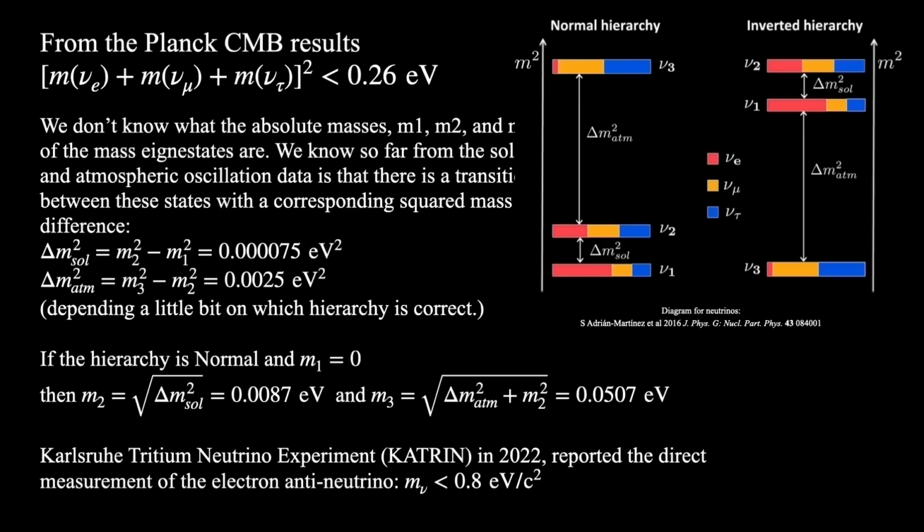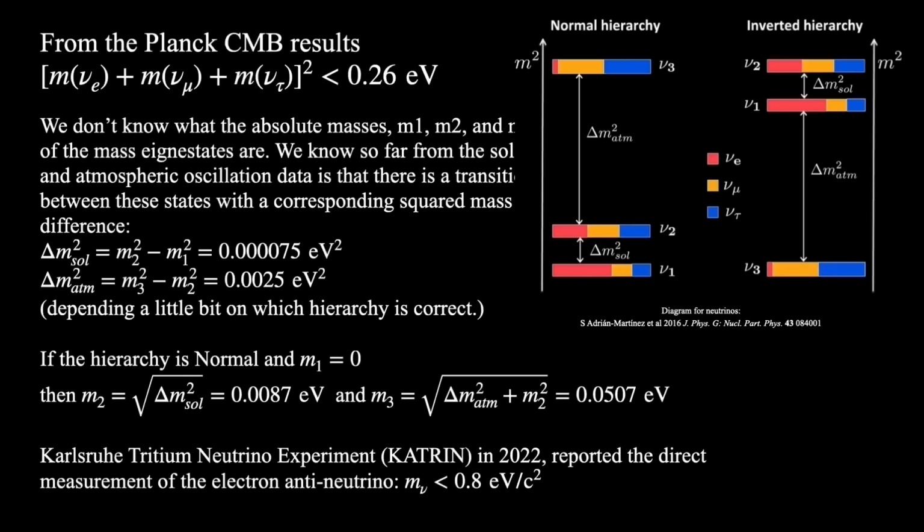We know the differences of the squares of each of the two mass states, but we don't know the individual masses for each neutrino. Instead, each mass state is made up of a combination of three flavors, as you can see illustrated. We don't know the absolute masses m1, m2, or m3 of any of these eigenstates. We just don't know. So delta m sub sol squared is equal to the state 2 squared minus state 1 squared, and that's approximately 7.5 times 10 to the minus fifth electron volts squared.